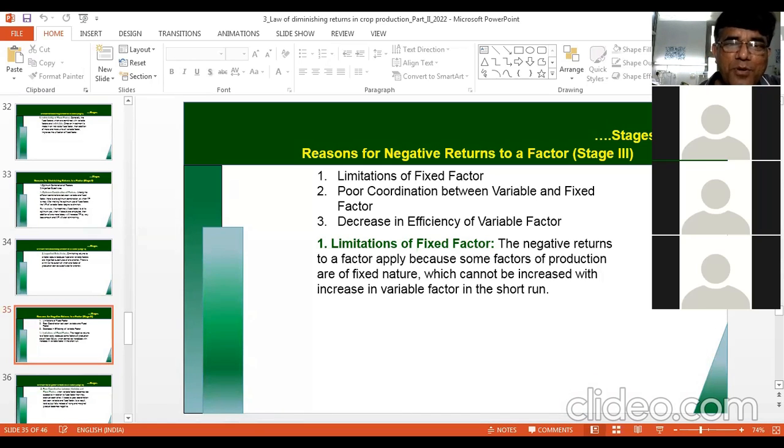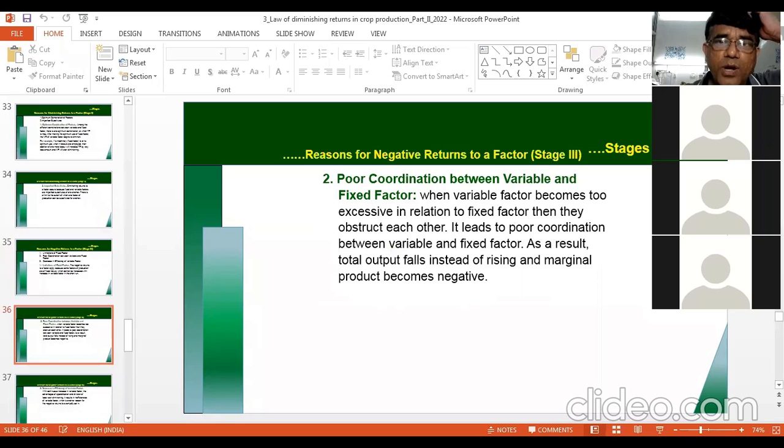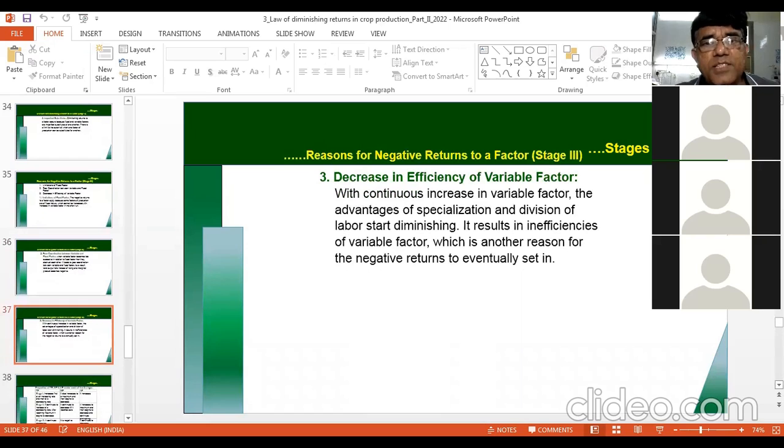If too many people are cooking or are employed on a limited resource or limited fixed factor, then the productivity per unit of variable factor will decrease. The efficiency will also decrease. So here you get limitation of fixed factor, poor coordination between variable and fixed factor. Poor coordination here means too much pressure of variable factors on the fixed factor. And then decrease in efficiency of variable factor, I've already explained to you.